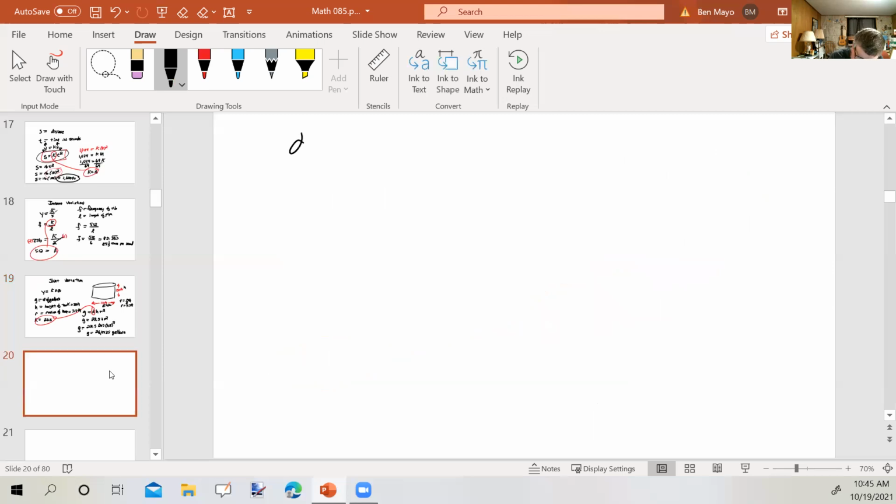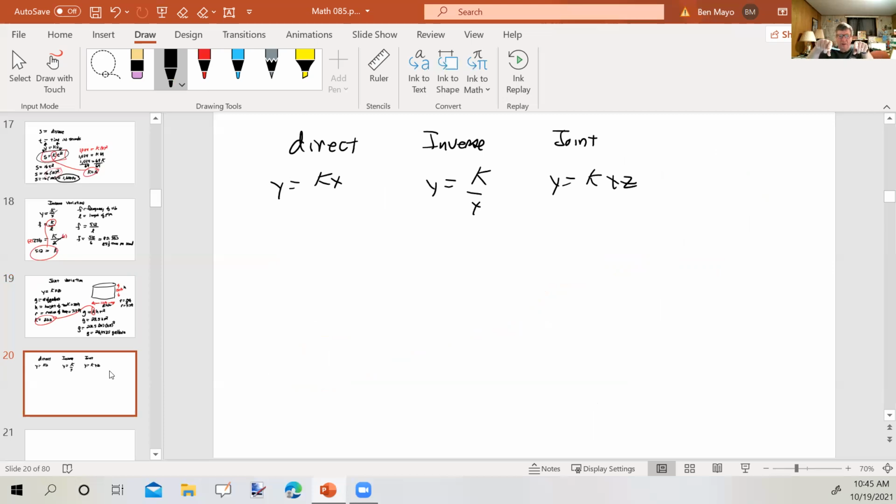Okay, so again, we have direct, inverse, and joint variation. Y equals kx, y equals k over x, and y equals kxz. Direct variation, they go up and down together. The variables do. Inverse, one goes up, the other goes down, one goes down, the other goes up. Joint variation, it's a sort of an extension of direct variation. You have more than one variable on the right side of the equal sign.